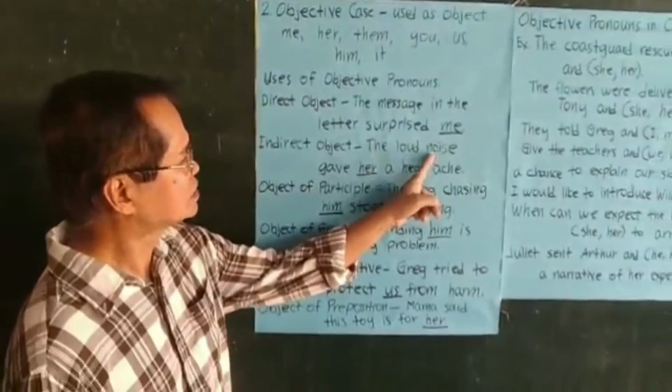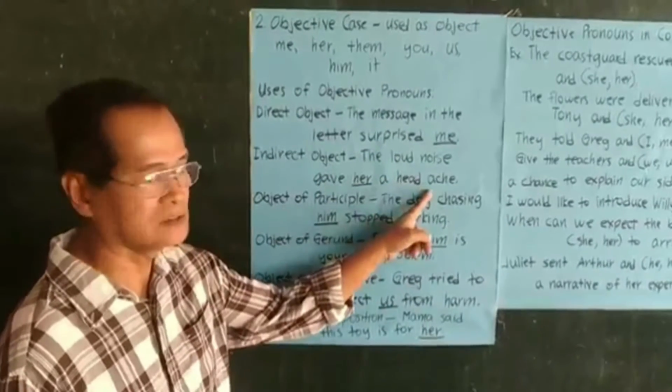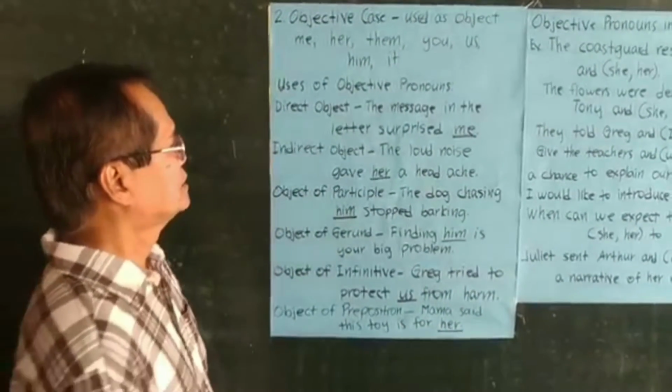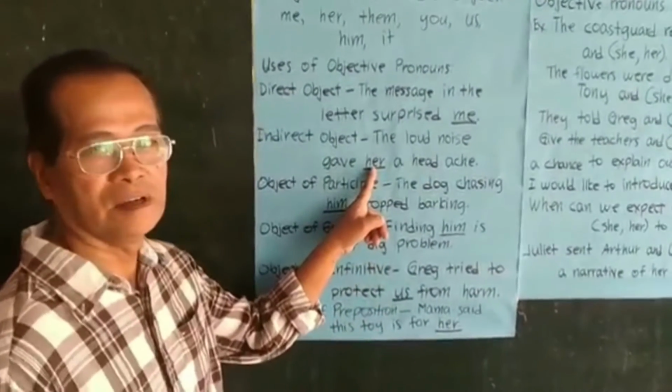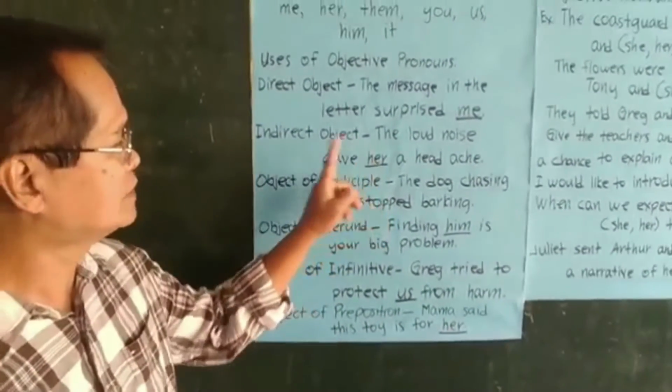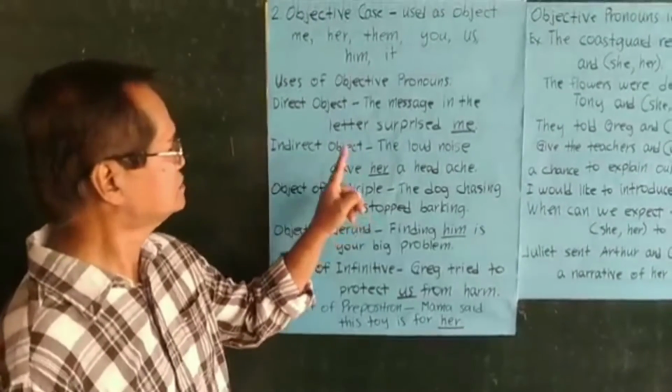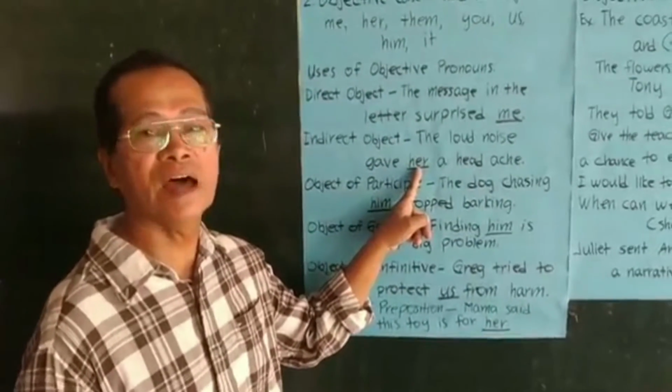Next, it is used as an indirect object. The loud noise gave her a headache. Our objective case pronoun is her because it is the object of the verb gave. And it is functioning as an indirect object.